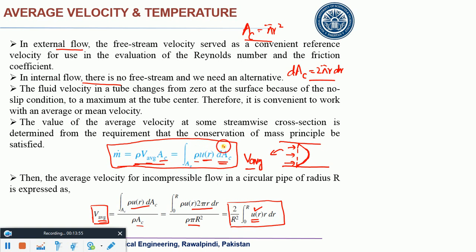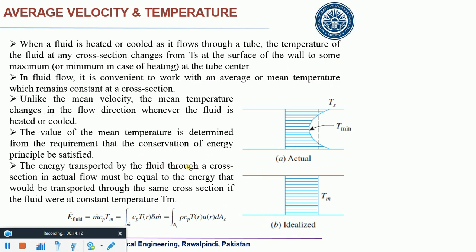But this is the most generalized relationship to find out velocity profile inside any pipe. You just need to take care of this DAC thing, right? So this is the average velocity. Just remember this relationship. This is the average velocity for an incompressible flow. Obviously we are not considering any kind of density changes, so this is incompressible flow, and it is dependent on UR only.